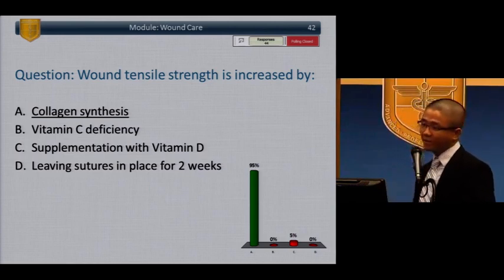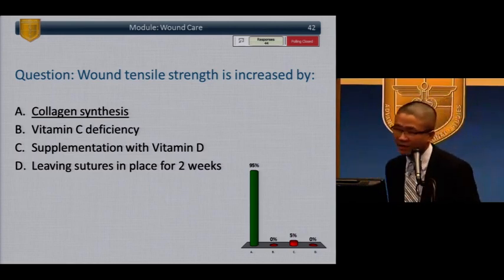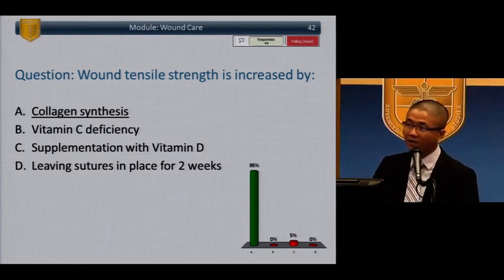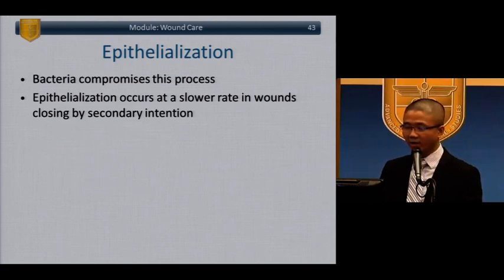So clearly if it wasn't vitamin C deficiency, but in fact vitamin C supplementation, that would be very helpful, right? So things that help with collagen synthesis, and that's why for the sake of having enough substrate, nutrition is so important, right? Nutrition is incredibly important. All right, we already talked about this a little bit, epithelialization.